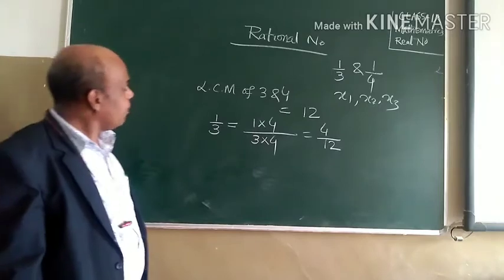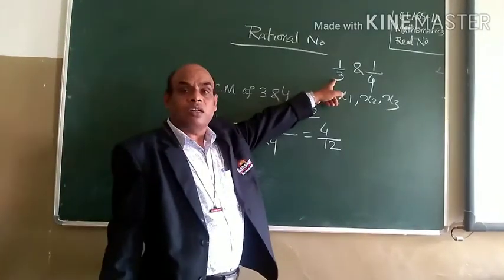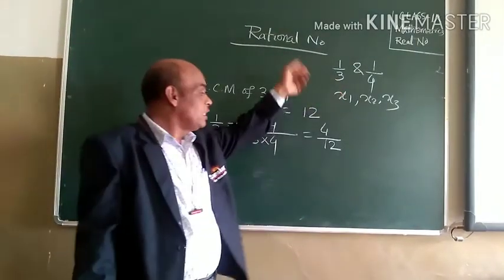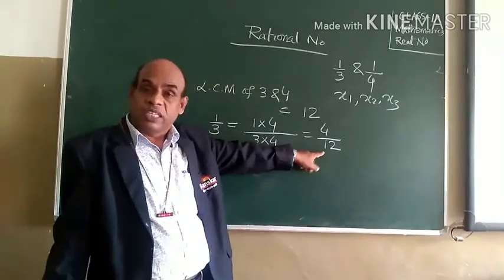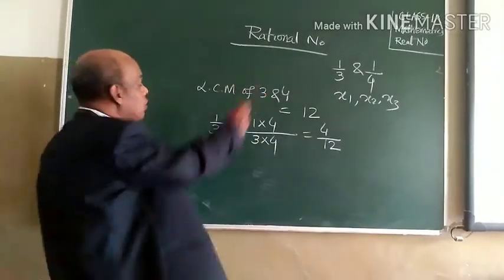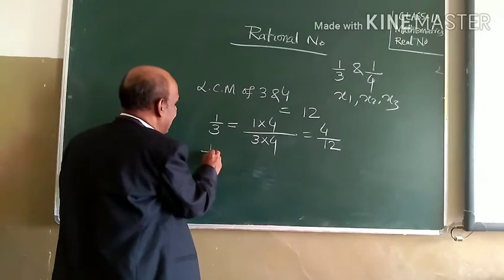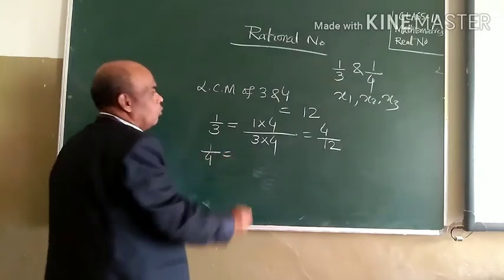So this is the first rational number, 1 by 3, which is converted to this one. Now come to the second, 1 by 4. So what will I write?